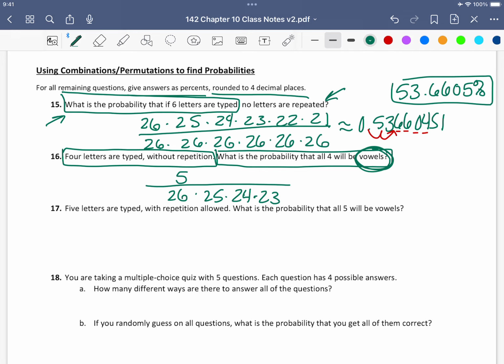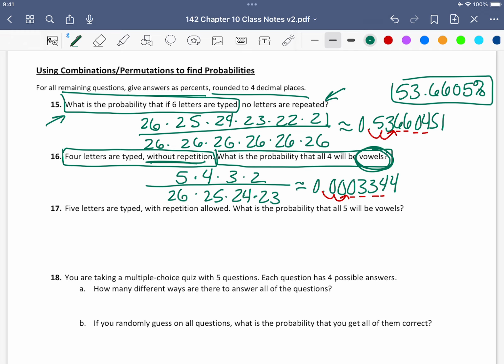So we have 5 to pick from. We know we're not allowed to repeat. So now we're down to 4, then 3, then 2. So this gives you a very, very small decimal value. This is approximately 0.0003344. We multiply by 100 and then count 1, 2, 3, 4 digits over.